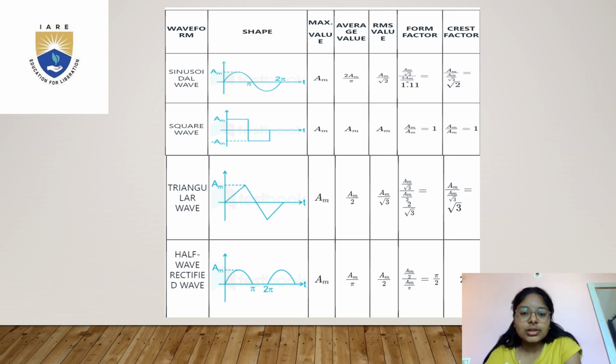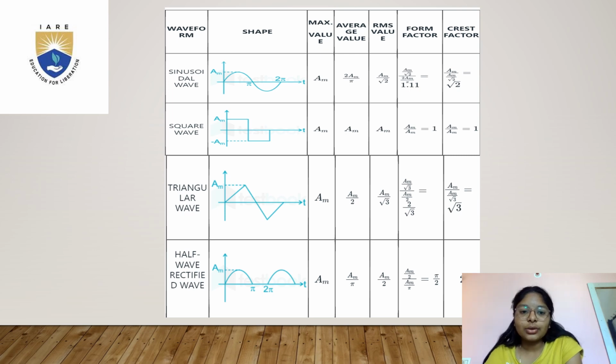Now we are discussing the square wave. The shape of this square wave is also square, containing minus Am, plus Am, minus Am, plus Am. The maximum value is Am, the average value is also Am, and the RMS value is also Am. The form factor value is Am by Am, we cancel Am and Am and get 1. The crest factor is also Am by Am, which is equal to 1.